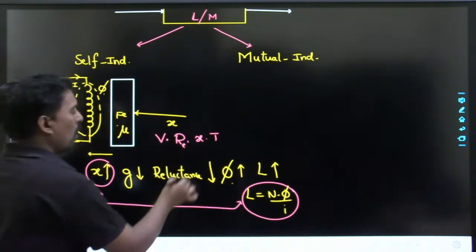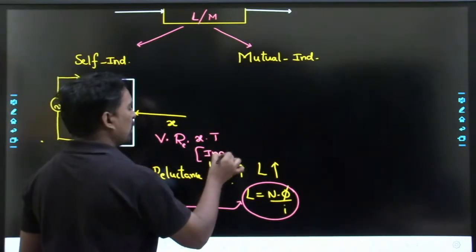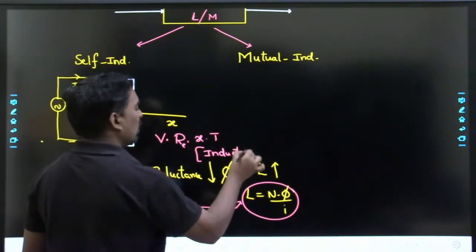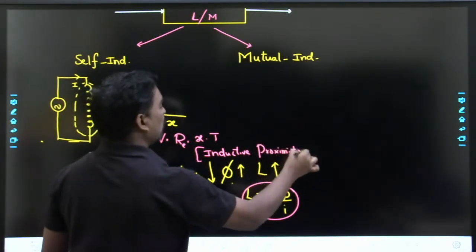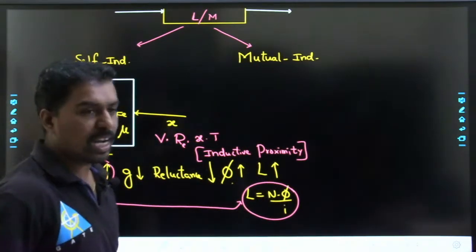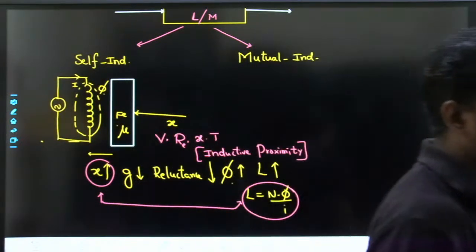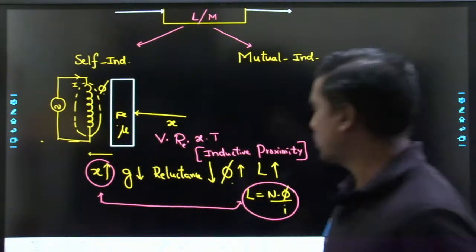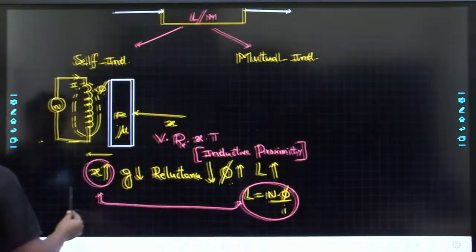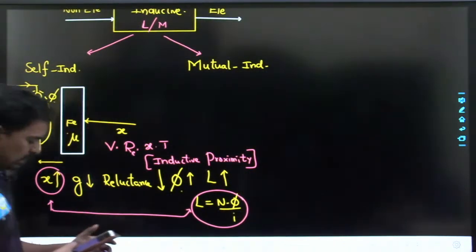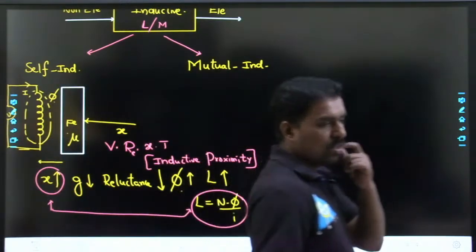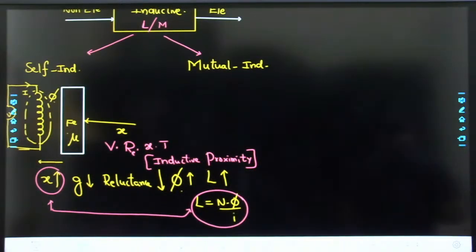It is also called inductive proximity. What do we call it? We call it inductive proximity. Do you understand? So proximity is another name for a transducer we can use. It is called inductive proximity. All of you understanding, my dear students? Is it clear? Are you enjoying it? Because these are some important questions.